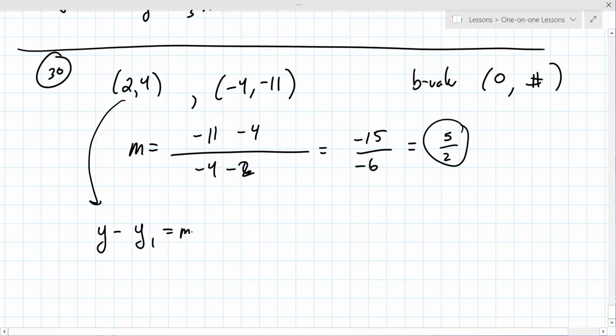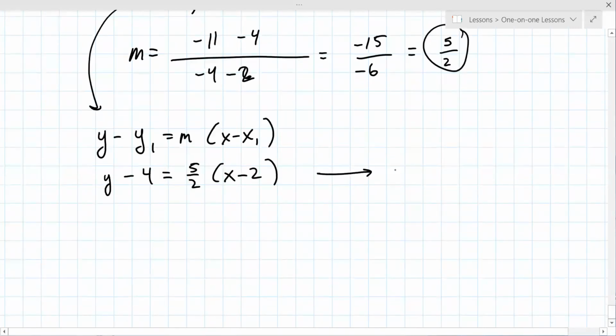y1 equals slope times x minus x1. This may not be the way you saw it in class or in your book, but that's why you're here, to get something different. Y minus 4 equals 5/2 times x minus 2. Now we're not done, because we need to get this into y equals mx plus b form. And essentially that means to solve for y.